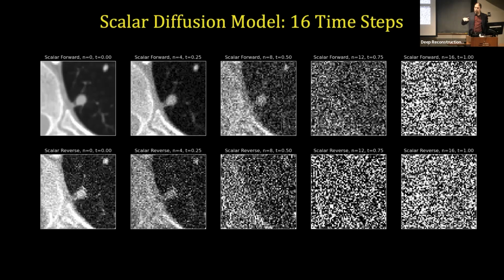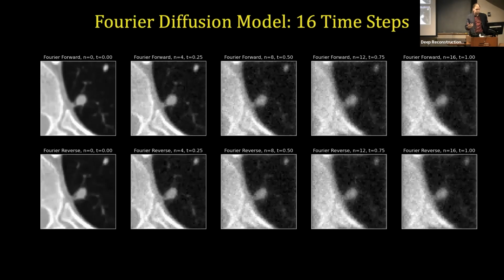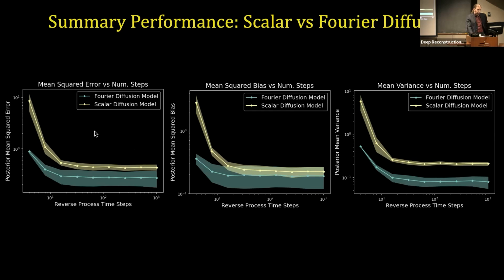What we see if I reduce this radically to 16 time steps with the scalar diffusion model, there's no longer a good match between the forward and reverse process. In fact, if you try to get all the way back to time 0, it's not a particularly good restoration. Whereas with the Fourier diffusion model, I think you could argue that it does look good. To put some quantitation on that, look at the summary performance here in terms of mean squared error versus the number of time steps. You can see that the Fourier diffusion model holds on as you go to smaller numbers of steps, but also performs better across the board in terms of mean squared error, mean squared bias, and mean variance.